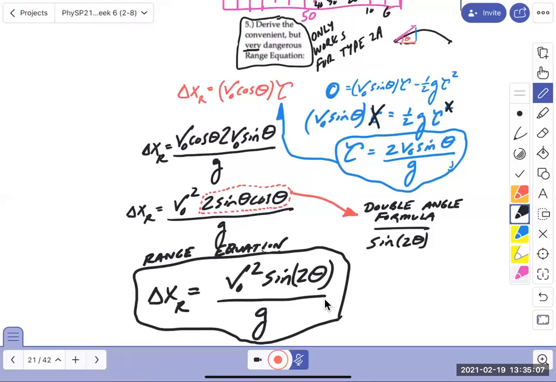Range equation. Danger. Skull and crossbones. It will cause extreme tire damage here. When you try to use this, only use it for type 2A. Only type 2A. I know on the test, they warn students every year and they're still going to do it. They'll use it for type 2B. This is the danger of just memorizing formulas.